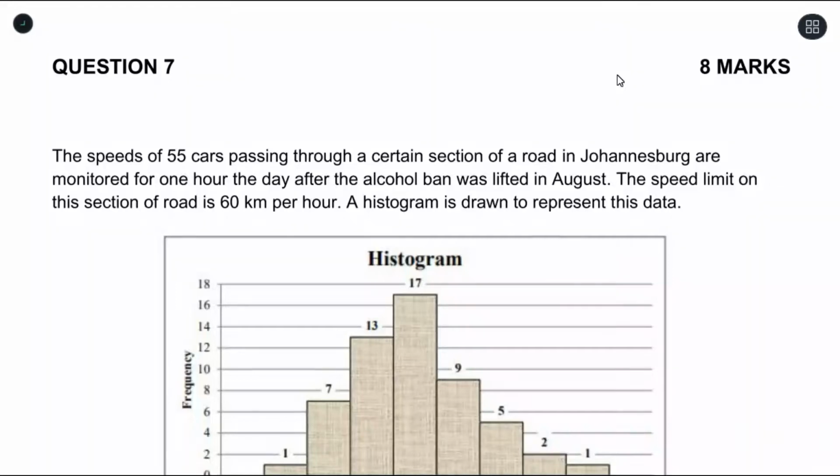This question says the speeds of 55 cars passing through a certain section of a road in Johannesburg are monitored for 1 hour the day after the alcohol ban was lifted in August. The speed limit on this section of the road is 60 kilometers per hour. A histogram is drawn to represent the data.